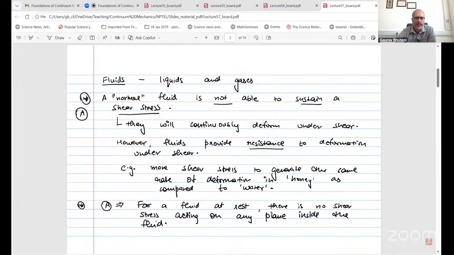So we started with the definition of fluids. Fluids are typically materials which are not able to sustain a shear stress. If you apply a shear stress, they will definitely deform. But the amount of the rate of deformation depends on the constitutive nature of the fluid. So the amount of resistance they provide will be different for different materials. Like honey would provide more resistance as compared to air or water, which would provide less resistance.